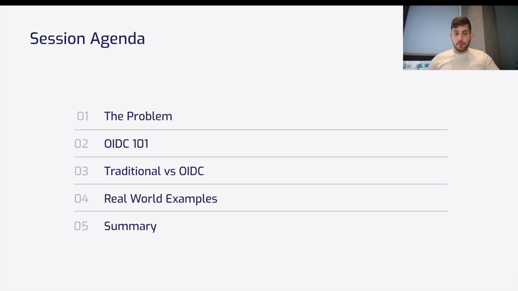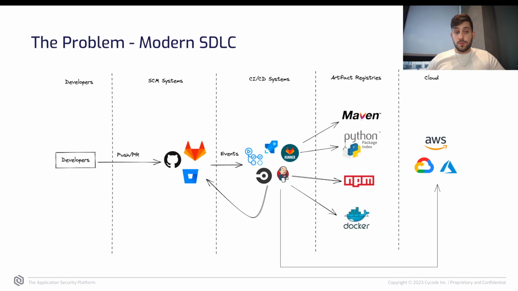We'll start with the problem with using secrets and tokens across the software development lifecycle. We'll show how OIDC works and how we can utilize it for keyless authentication. Then we will compare traditional authentication to OIDC authentication, followed by a real-world example. So let's start with the problem.